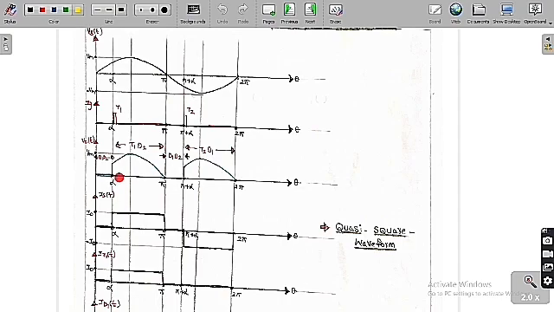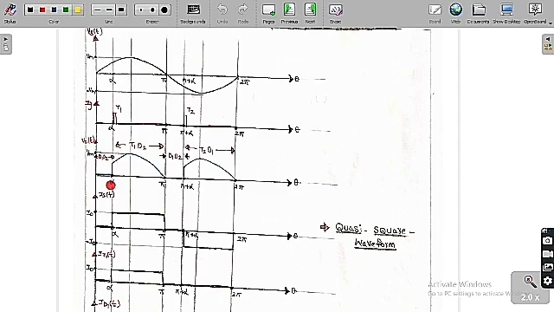Now, as I have already assumed, the load current is always a constant current because the load inductance is a very high value. So the load current is always continuous in nature and is a constant value. Based on this assumption, we are going to draw the graph of the output voltage. The graph of the output voltage we are going to get in this manner.